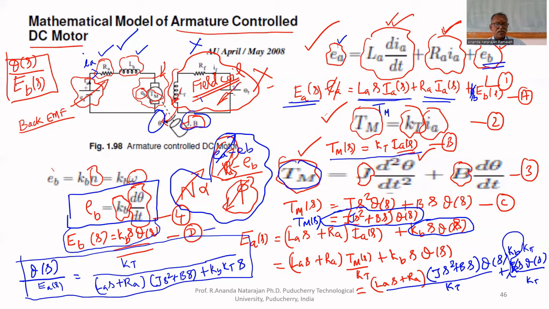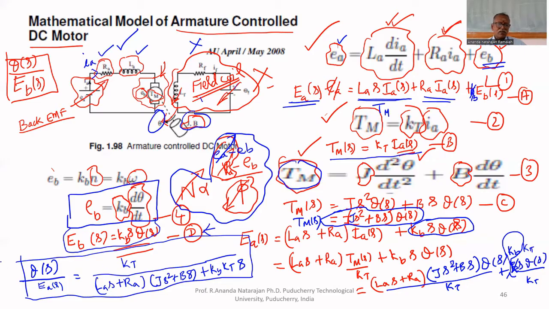From the other equation we substituted. Now, Ia equal to what? From the Tm equation, we can substitute Ia equal to Tm by Kt, where Tm equal to J s squared theta of s plus B s theta of s. Therefore, Tm can be replaced by (J s squared plus B s) theta of s by Kt. If you take the LCM using Kt, the numerator also becomes Kb Kt s theta of s.